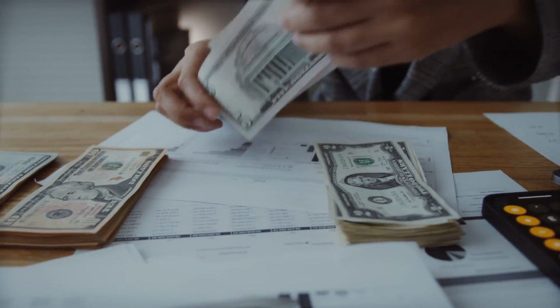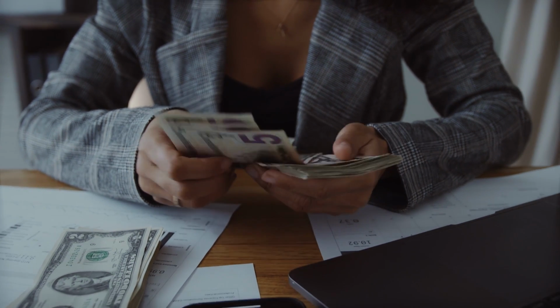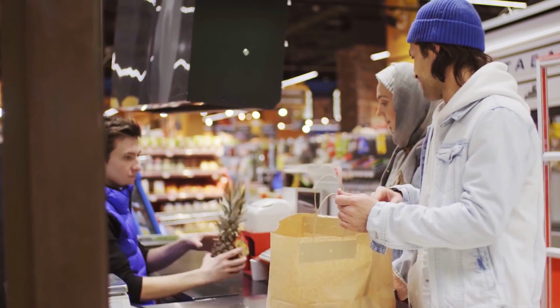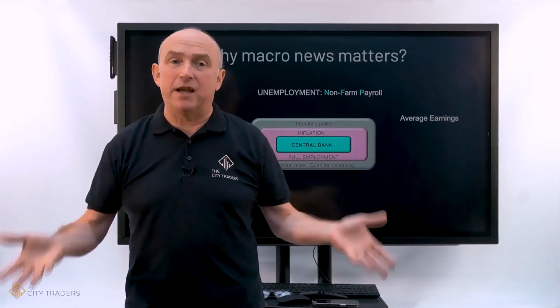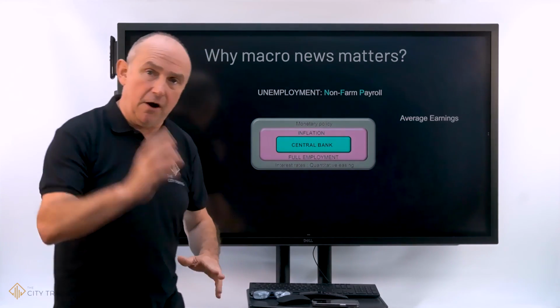Well, average earnings basically means, are people earning more money this year than they were last year? They have year on year and they have month on month releases as well. If more people are earning money, average earnings are going up. Well, it stands to reason they have more money in their pockets, means their spending power is better, means they go and buy more, means prices go up, inflation goes up, interest rates go up. You're getting the picture, I hope.